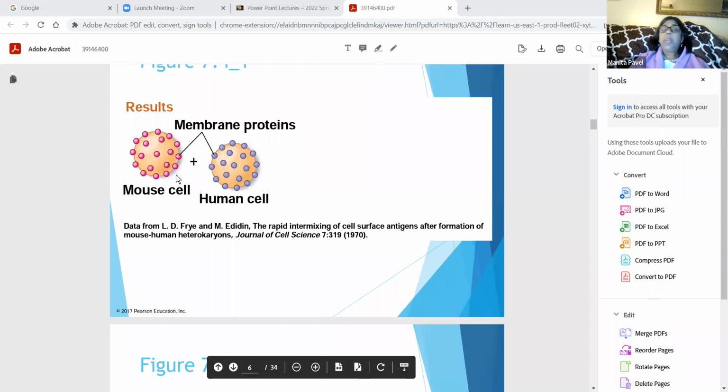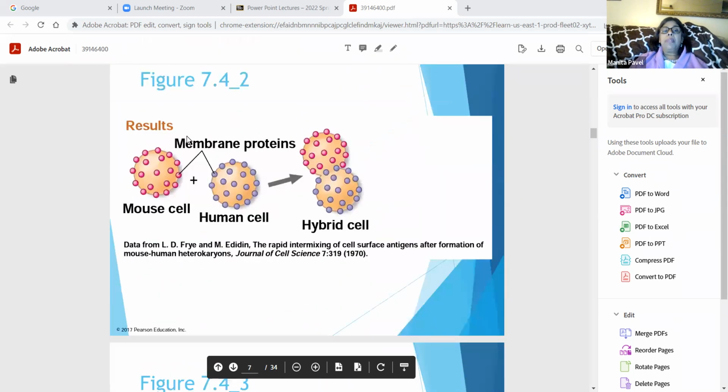So now here we have two different types of cells, a mouse cell and a human cell. For the purpose of comprehension, they have put different colors here. These are the membrane proteins present on the mouse cell and on the human cell. When the mouse cell and human cell merge together, they form a hybrid cell. But what do we see in this hybrid cell?